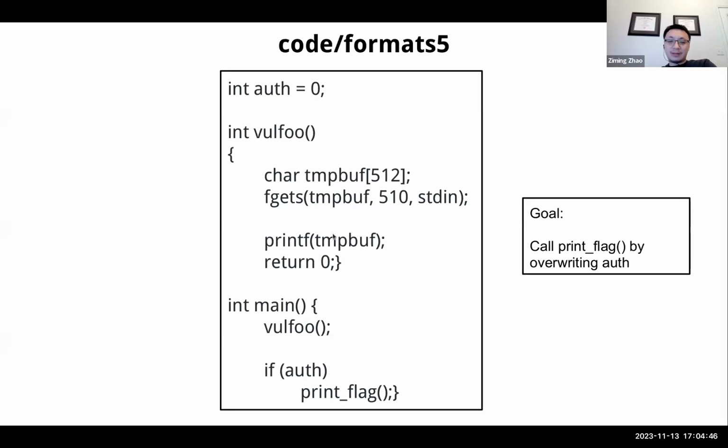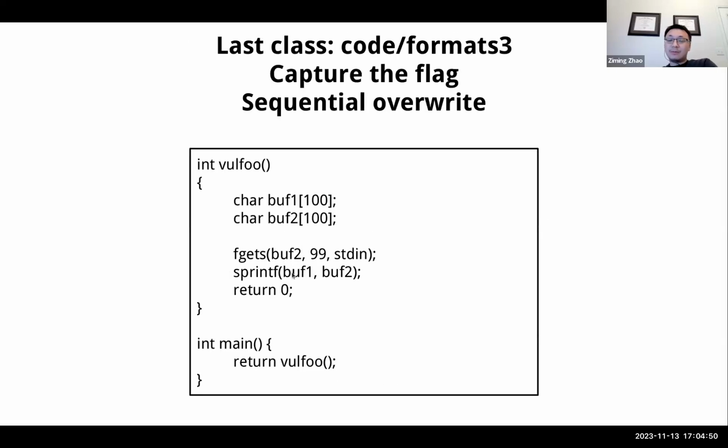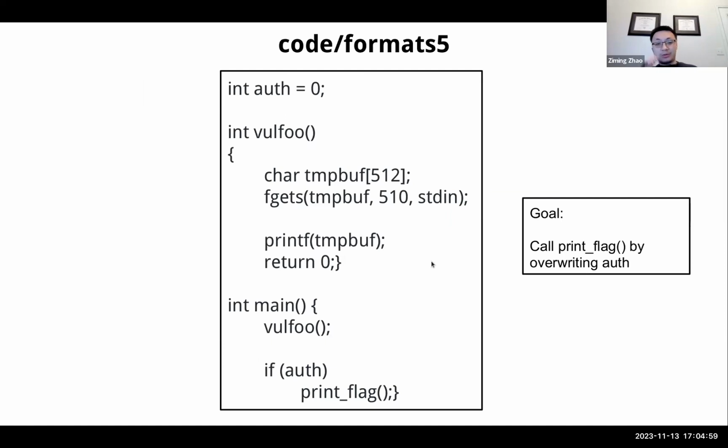However, different from the previous one, you're not going to put the generated string in buffer1. The generated string will be directly output to the terminal, right? So it's a different vulnerability from the first one. You cannot use the previous approach to overwrite the return address on the stack for vul-foo. The main function is simple. It calls vul-foo. Then it checks if the auth variable has been changed. If it has been changed, then you can print the flag. Otherwise, the program just doesn't do anything.